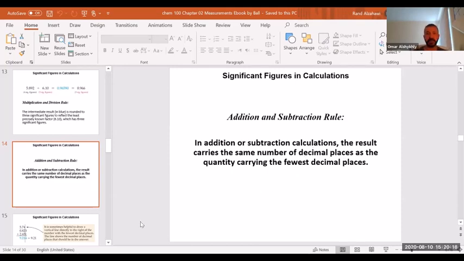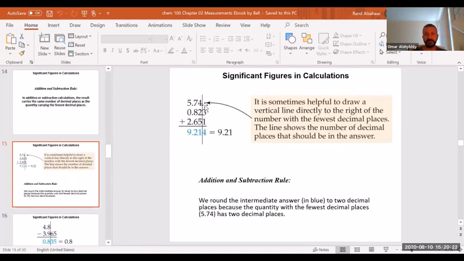Be careful, guys. So here I have this addition. This has 2 decimal places, not 3 significant figures. In addition and subtraction, don't look at the significant figures. Look at the decimal places. I have decimal places of 6, not of 4. Here, 3 decimal places. Here, 3 decimal places. My answer should have only 2 decimal places to be correct. Then you will round that number to 9.21.